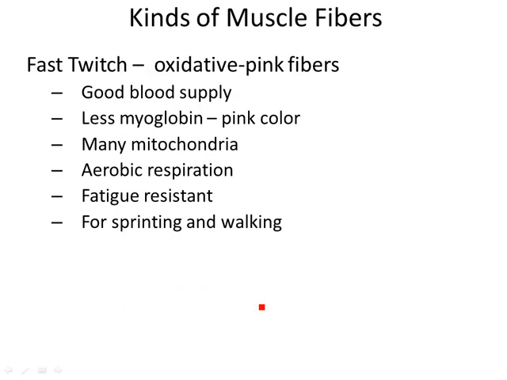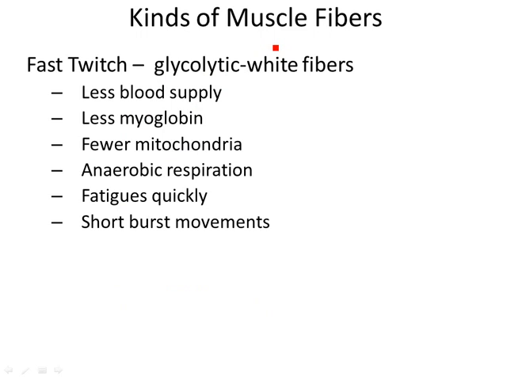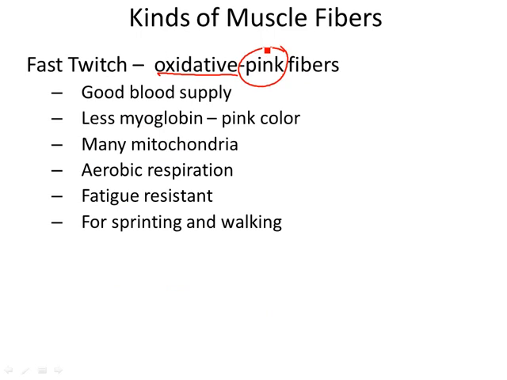They have some called fast twitch. There's two types of fast twitch. There's oxidative pink. Okay, let me go ahead one more slide to show you. There's also fast twitch white. Okay, so let's just think about it. We have red fibers, we have white fibers, we have pink fibers. That color tells us something.